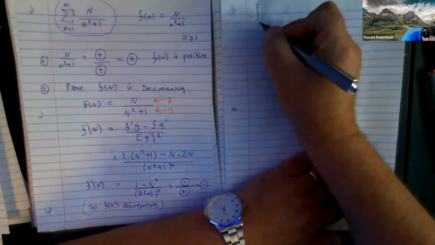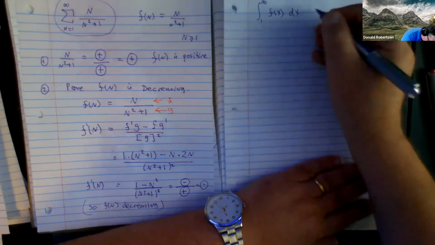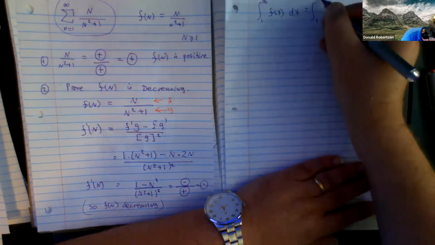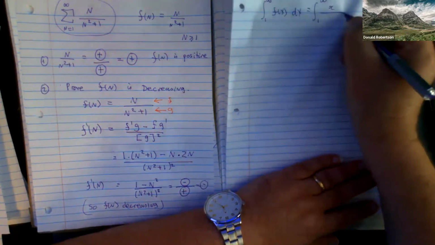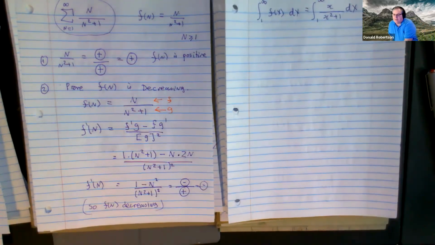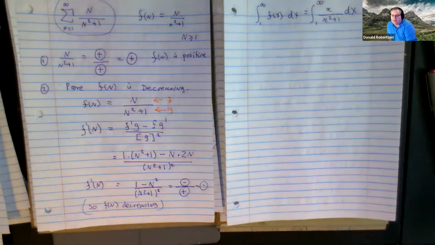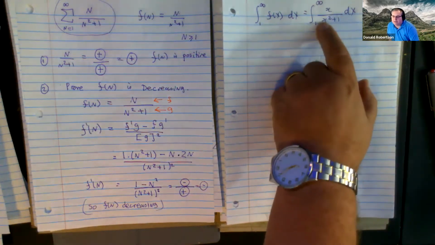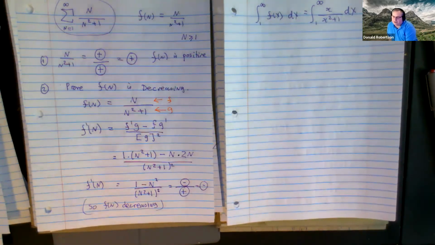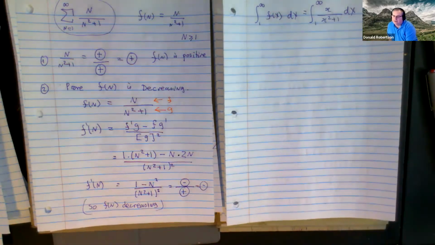So I want to find the integral from 1 to infinity of f of x dx. I want to find the integral from 1 to infinity of x over x squared plus 1 dx. Now, in Calc 2, you found a way to integrate these types of integrals. Can anybody remember what you did to find an integral where one of the limits of integration was infinite, as it is here?